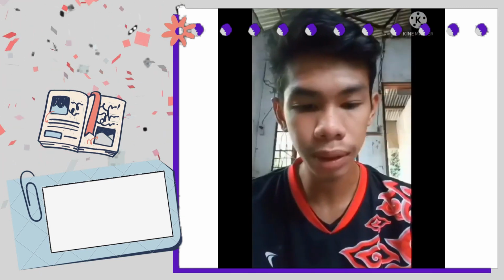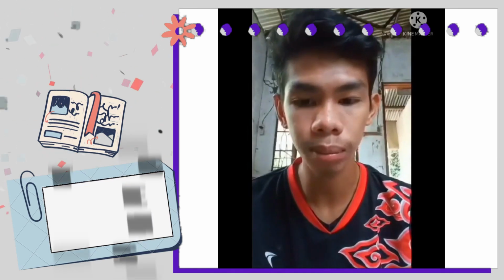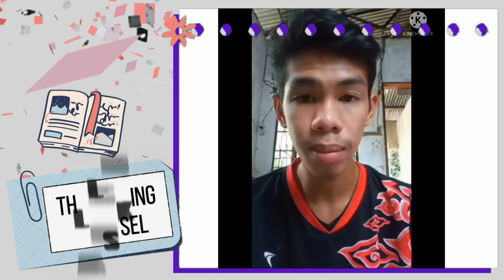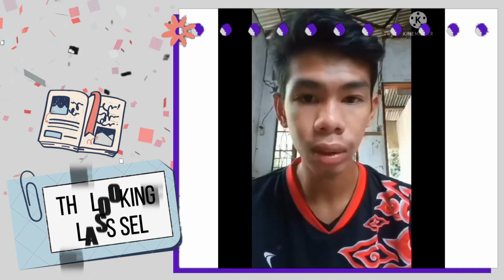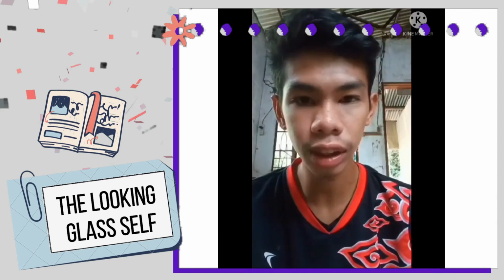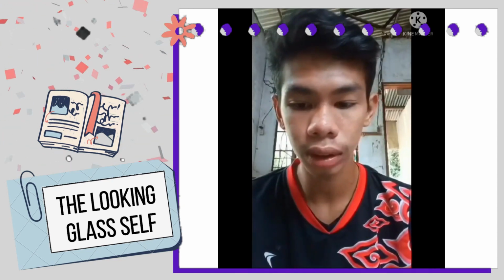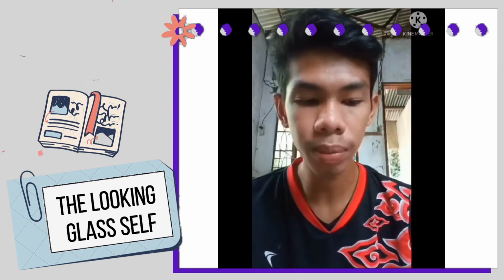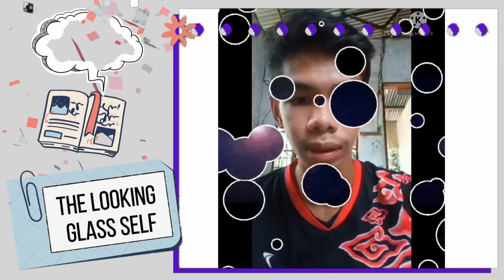There are three steps in the process of discovering the looking glass self. Number one: an individual in a social situation imagines how they appear to others. Number two: the individual imagines others' judgments of that appearance. Number three: the individual develops feelings about and responds to those perceived judgments.